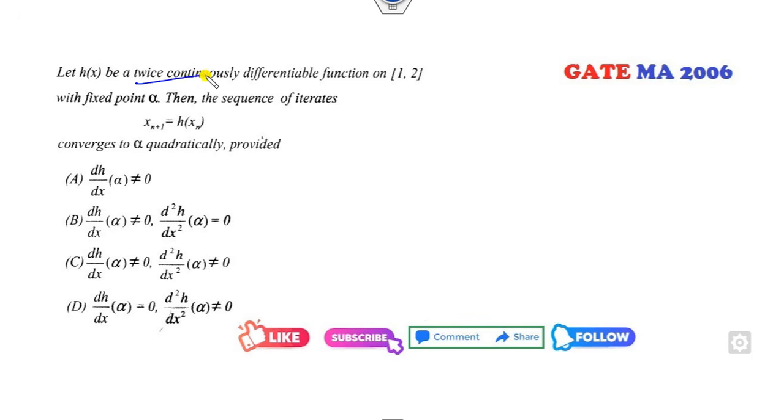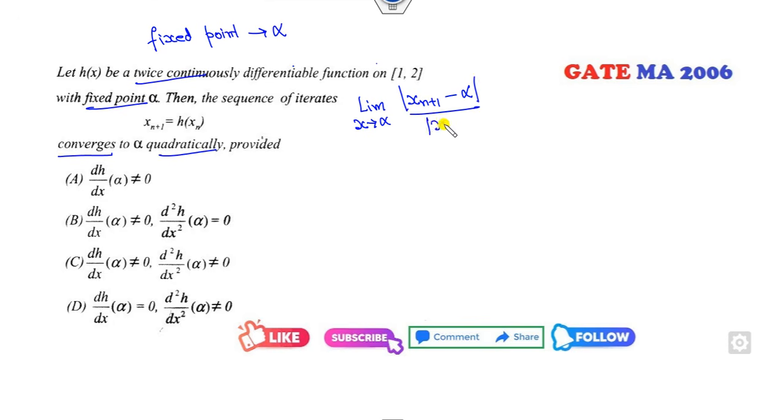h(x) is a twice continuously differentiable function with a fixed point. That's the most important thing. The fixed point is given to you as alpha. Then the sequence converges quadratically. That means the limit as x approaches alpha of the absolute value of h(x) minus alpha over the absolute value of x minus alpha squared is finite. This is given to you because it converges.